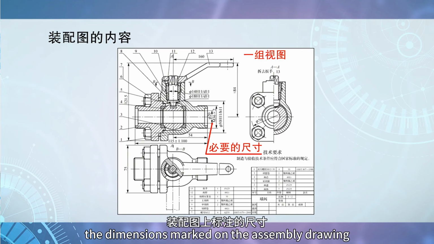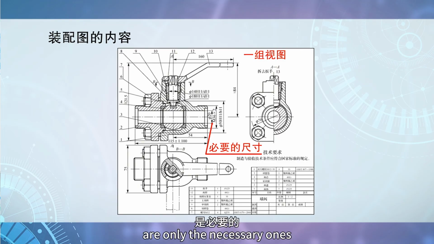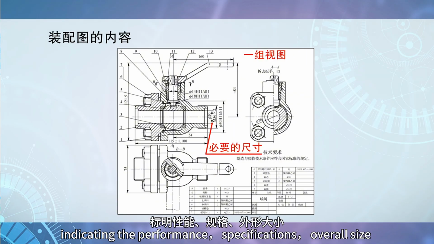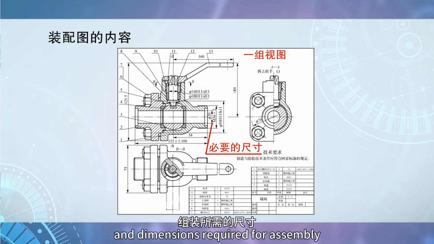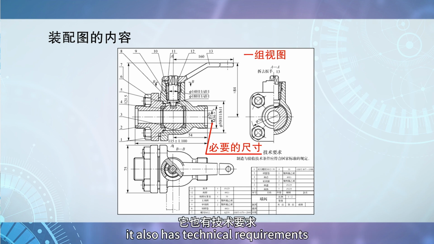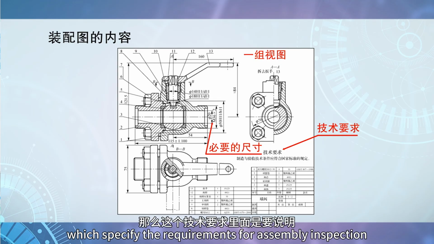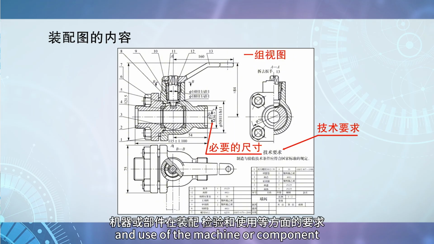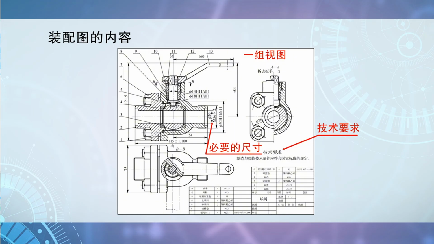The dimensions marked on the assembly drawing are only the necessary ones, indicating the performance, specifications, overall size, and dimensions required for assembly, inspection, and installation of the machine or component. It also has technical requirements, which specify the requirements for assembly, inspection, and use of the machine or component.